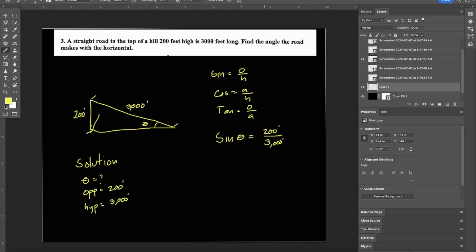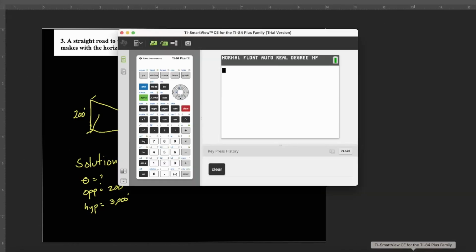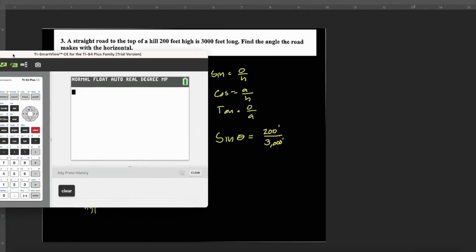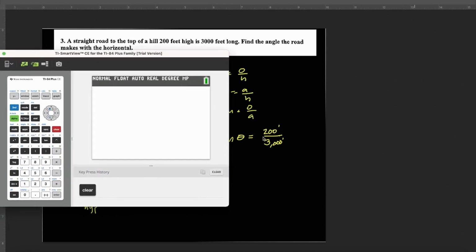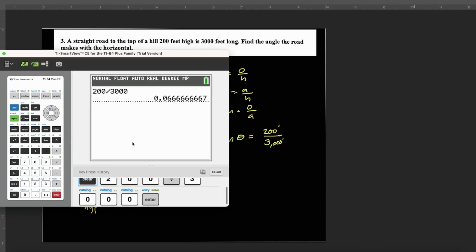So how do we do this on our calculator? Let's go grab our calculator. This one is relatively easy. All we need to do is this first: divide 200 by 3,000. Okay, we press enter. So we will arrive at 0.066, so 6 bar. And take note, that's not yet our angle.